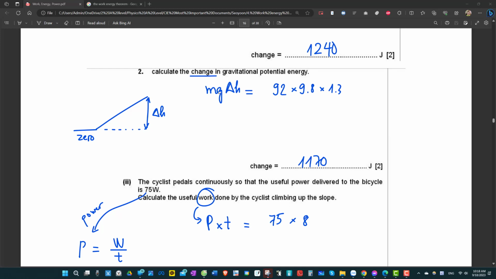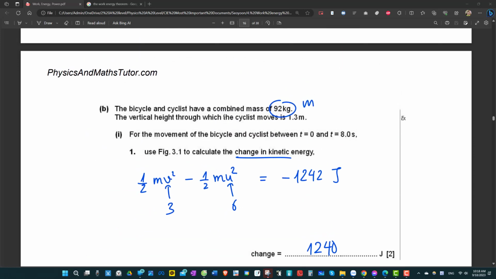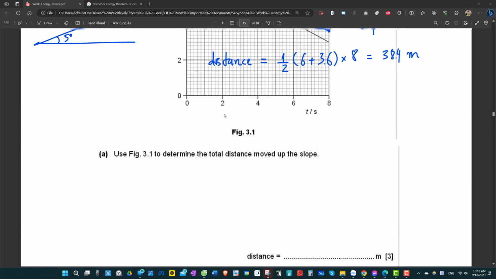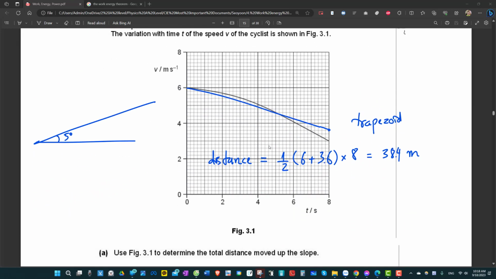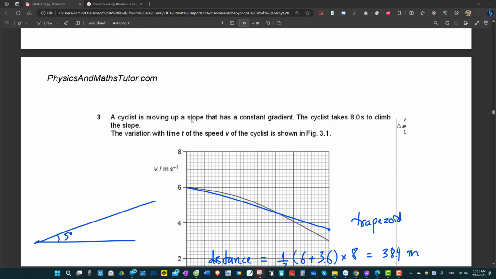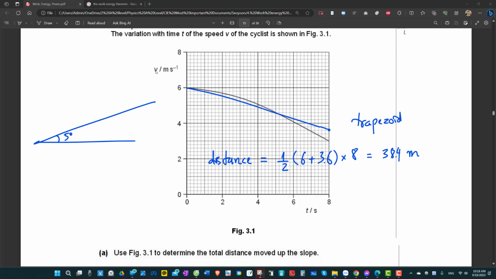Hi, I made this video to help you understand better the method of using the conservation of mechanical energy to solve mechanics problems. We are doing this problem again about the cyclist that we studied last Saturday. A cyclist moving up a slope that has a constant gradient. This is the gradient of the slope, the incline that she climbs up. It takes her a second to climb up the slope, and given that the speed of this cyclist decreases as a curve function like this.